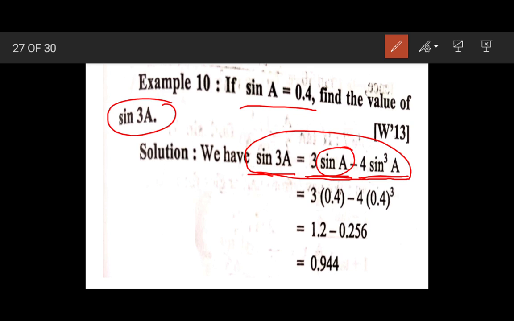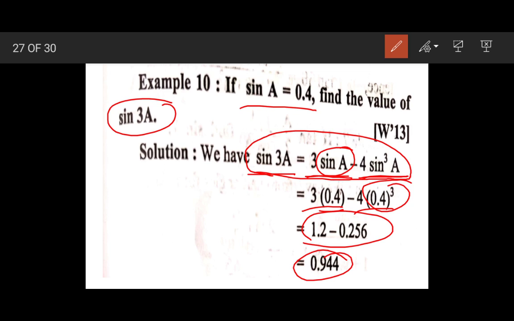Then we substitute the value for sin A. Sin A is 0.4. So 3 into 0.4 minus 4 into 0.4 whole cube. That is equal to 1.2 minus 0.256, and this value you can find from the calculator. Then the answer is 0.944.